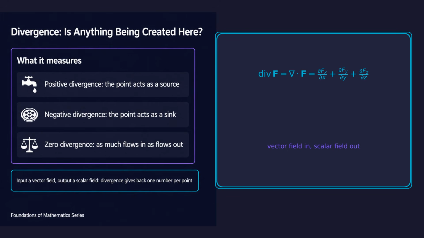Positive divergence means the point behaves as a source, with more flowing out than in, like a tap. Negative divergence means it behaves as a sink, like a drain. Zero divergence means that whatever flows in also flows out, so nothing accumulates. Applied to our diverging field, x and y, the 2 derivatives are each 1, so the divergence is 2 everywhere. Every point is a source.